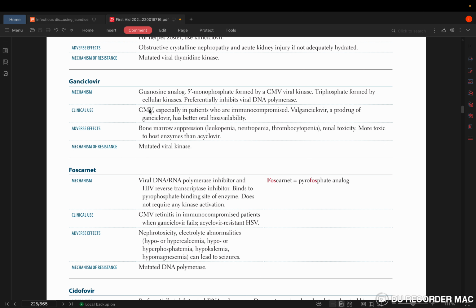So the next one will go something like this. The CMV, especially for patients who are immunocompromised. And valganciclovir is a prodrug of ganciclovir, but it has better bioavailability. Let me give you the vignette they give you about this question. Basically, valganciclovir is used for prophylaxis before the infection starts.